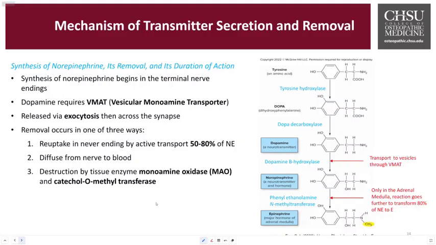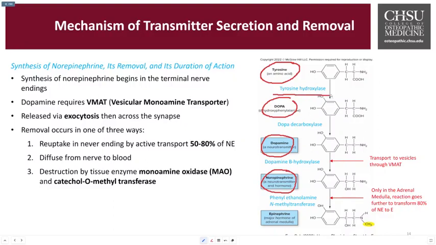Synthesis of norepinephrine, its removal, and its duration of action. Synthesis of norepinephrine begins in the nerve terminal and requires a series of enzymes and precursors. It starts from the aromatic amino acid phenylalanine, which converts into tyrosine. Tyrosine goes into dopa, dopa goes into dopamine, and then dopamine becomes norepinephrine. It does not get converted without the help of a series of enzymes.